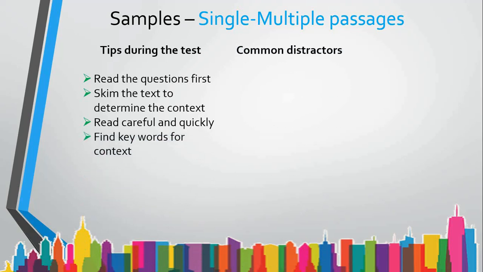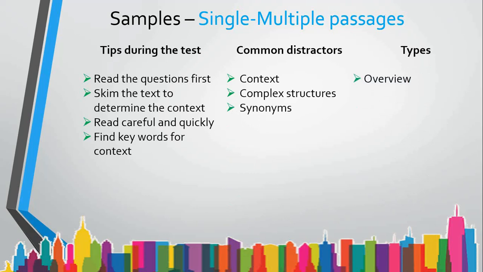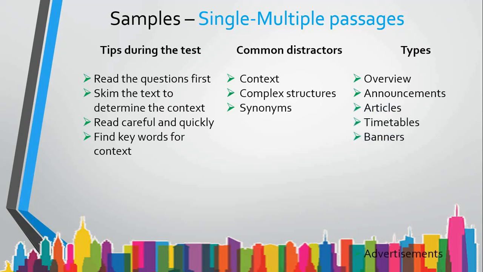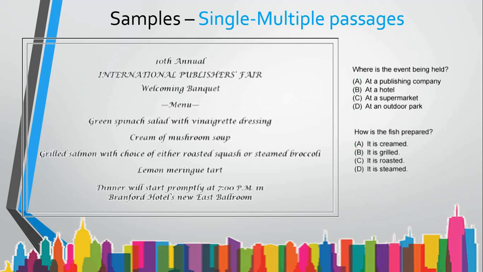Some common distractors for these two parts are: the context may be a distractor, very complex structures, and synonyms of the words. The types of questions for these passages may be related to an overview of something. Remember, overview means a general view of something. The passages can be about announcements, articles, timetables, banners, advertisements, and some practice.